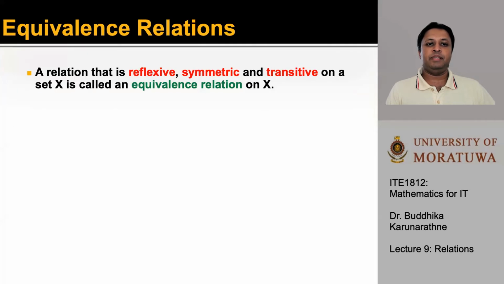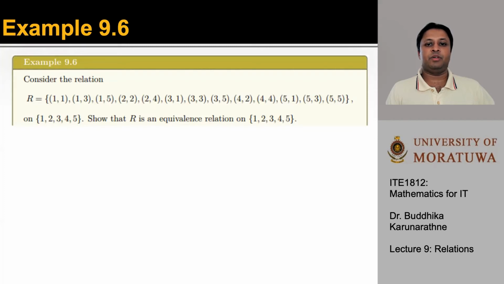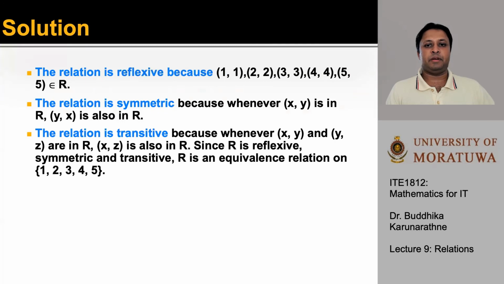You need to see whether the relation is reflexive, symmetric, and transitive on a set X. The set X is in this case 1, 2, 3, 4, 5. You need to consider these properties separately to check whether this is an equivalence relation. So you take them one by one. The relation is reflexive because you have (1, 1), (2, 2), (3, 3), (4, 4), and (5, 5) in R.